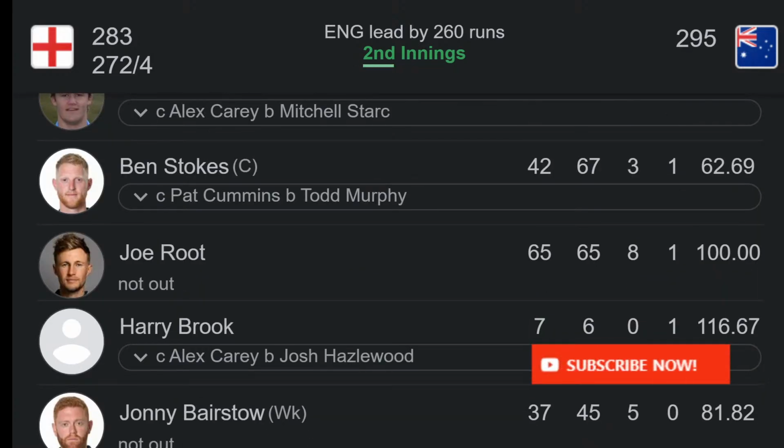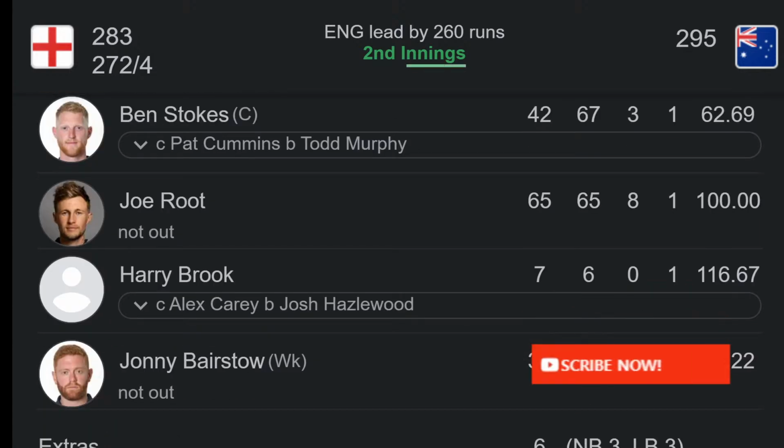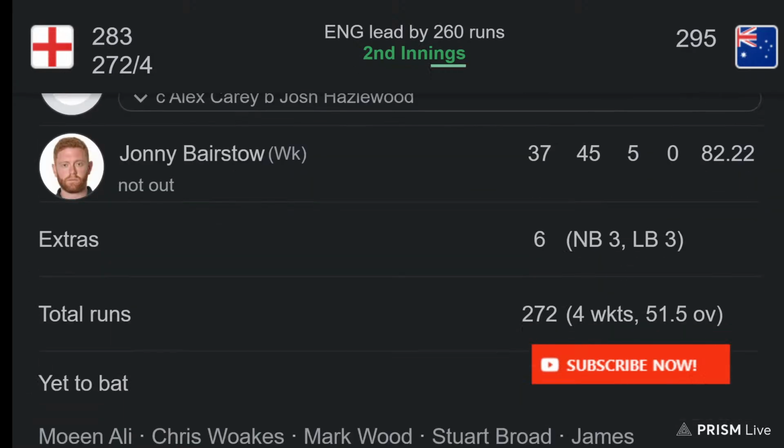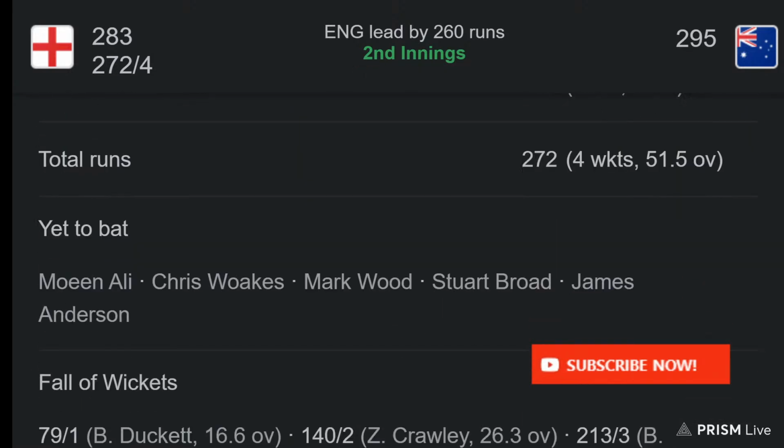Joe Root not out 65 of 65, 8 boundaries, 1 six, 100 is the strike rate. Harry Brook caught Alex Carey, bowled Josh Hazlewood, 7 of 6, 1 boundary, 116.67 is the strike rate. Jonny Bairstow not out 37 of 45, 5 boundaries, 82.22 is the strike rate. Extras 6, total 272 for the loss of 4 wickets.